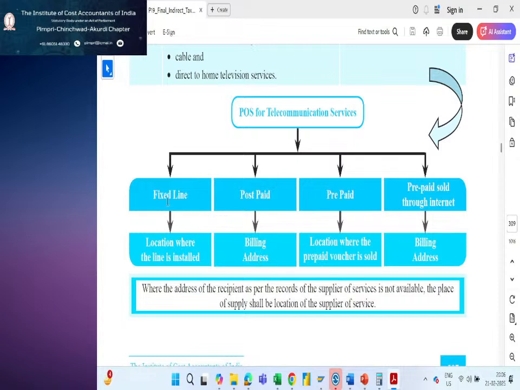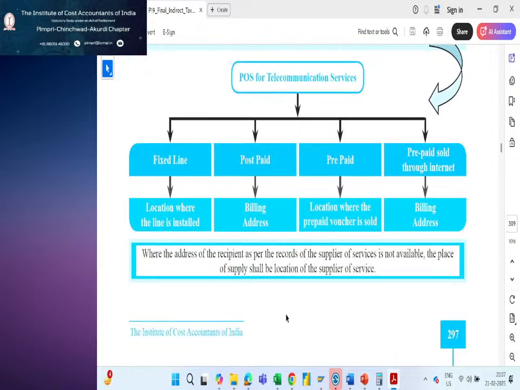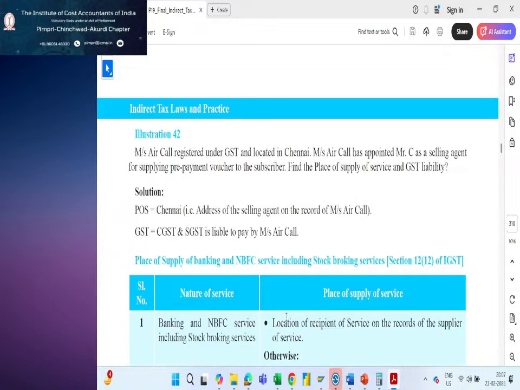So what is it? If it is a fixed line, then what should be the place of supply? Location where the line is installed. If it is a postpaid connection, so the billing address, that is important. And if it is a prepaid, where the prepaid voucher is sold, and the prepaid sold through internet, then it is the billing address. So in all these cases, if address of the recipient is not available, then location of supplier of service, that is the place of supply.